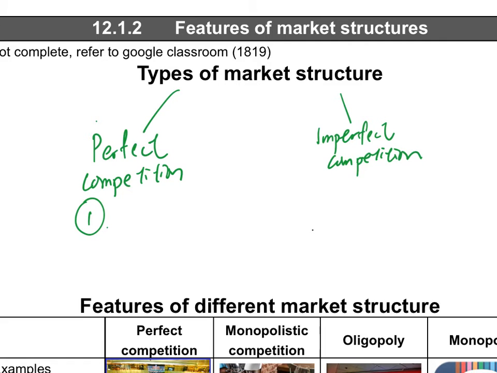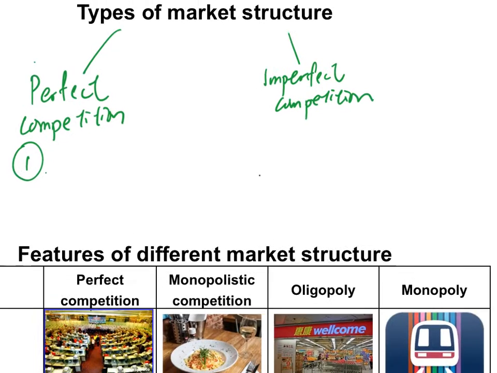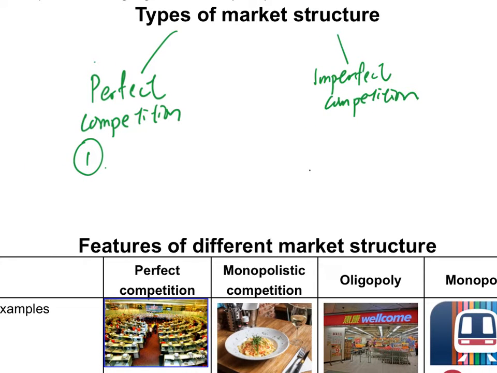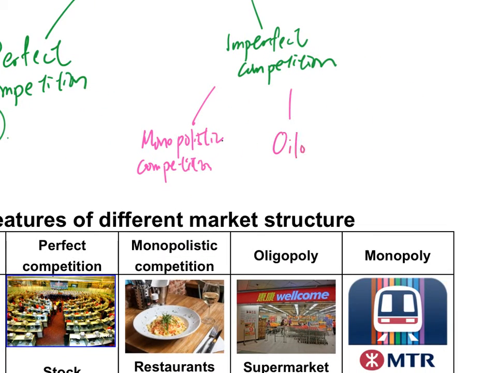However, you may wonder why, as you have never heard of that. Actually, the previous video talked about three types of imperfect competition, and their names are monopolistic competition, then the oligopoly, and the last one is monopoly.